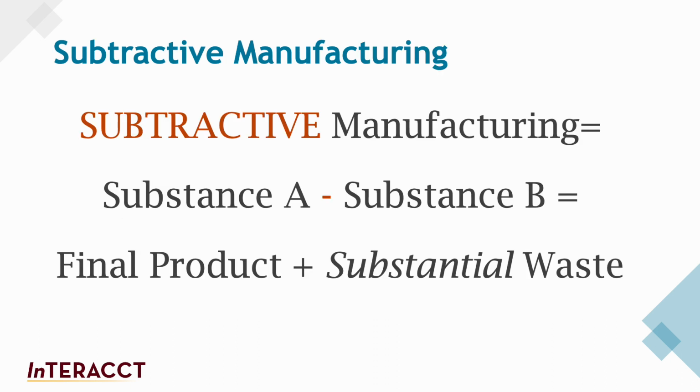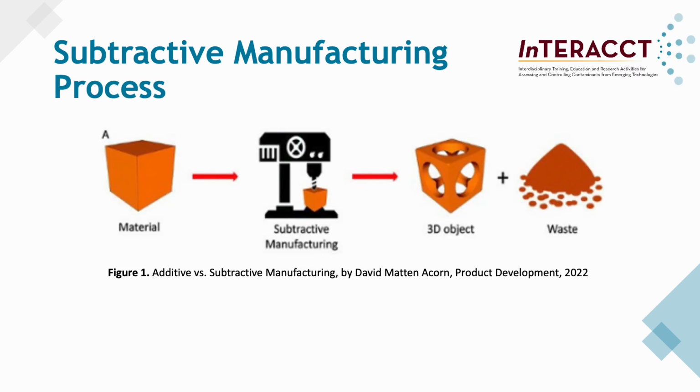In subtractive manufacturing, you start with a unit of material and subtract the bits you don't want until you are left with a product and some waste. A visual example of the subtractive manufacturing process can be seen illustrated here, with a block of material being drilled away, leaving a usable 3D product and a large pile of waste behind.